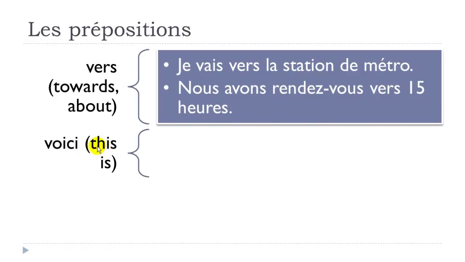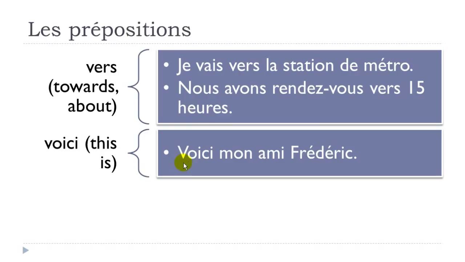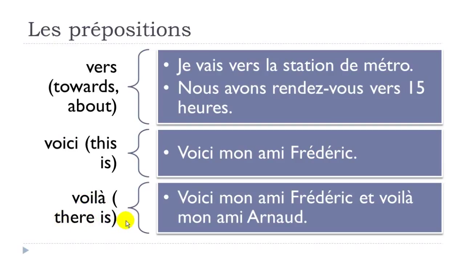Voici could be translated with "this is," okay, and we tend to use it quite often if we introduce persons. So, voici mon ami Frédéric. And then normally it goes with voilà, okay, and voilà will mean "there is." So, I made this little example: voici mon ami Frédéric et voilà mon ami Arnaud. Okay, so voilà normally will come after voici.